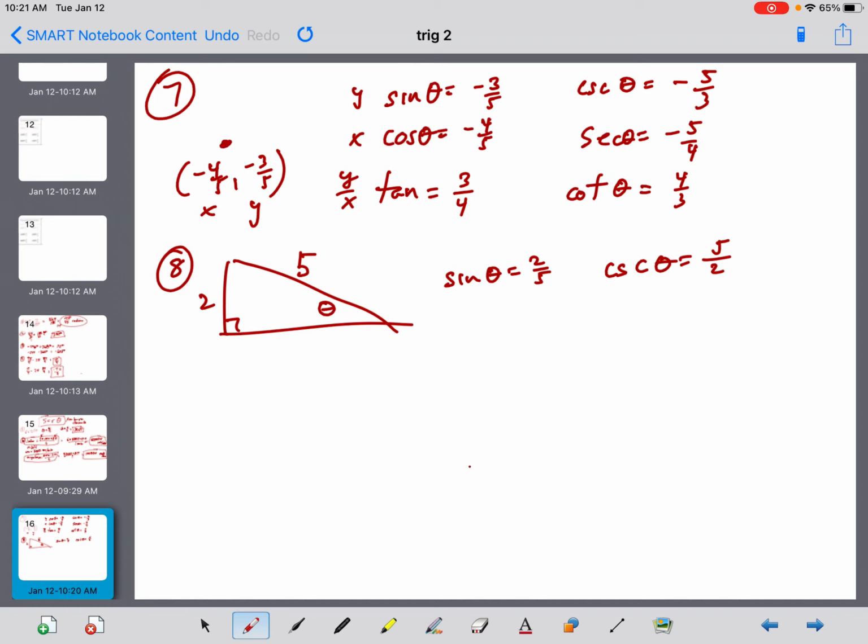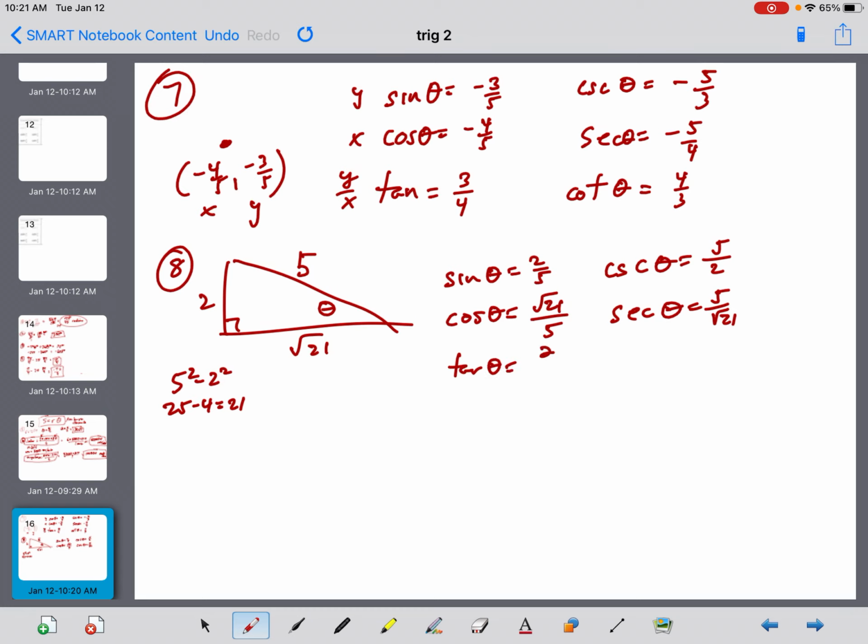But now we've got to do cosine. We need to get this other leg. So we have to do 5 squared minus 2 squared. 25 minus 4 is 21. Square root of 21, can't be simplified. So cosine theta is the adjacent leg over the hypotenuse. Secant would just be the flip of that, 5 over square root of 21. Tangent is going to be 2 over square root of 21, so just use the two legs, opposite over adjacent. And cotangent is the flip of that, square root of 21 over 2.